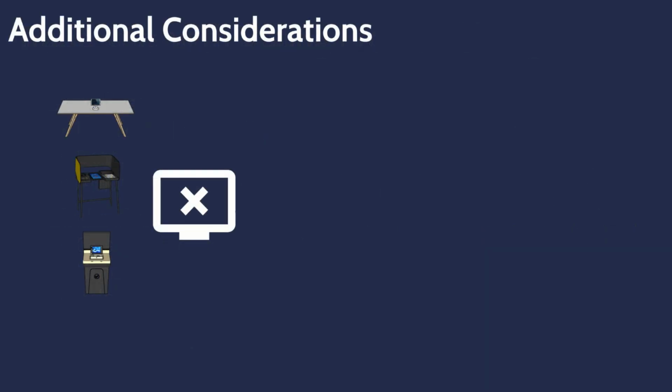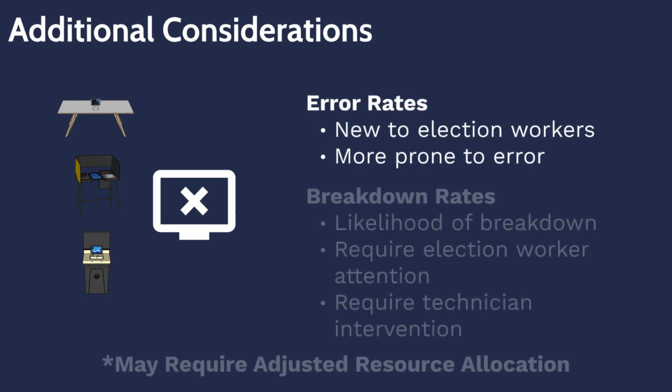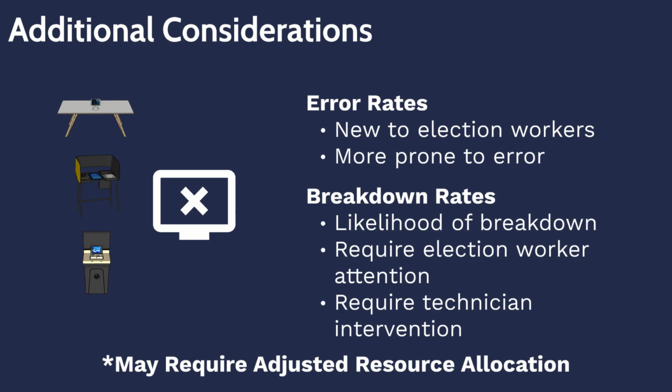Additional considerations for implementing new equipment and processes are the rates of errors and breakdowns. While new voting equipment and procedures often offer more flexibility, security, or accessibility, additional complexity may increase the rate of errors and breakdowns. It is important to understand how any increased errors or breakdowns, as well as the time required to resolve them, may affect voter wait times. This consideration may also affect plans for technician allocation and staffing.